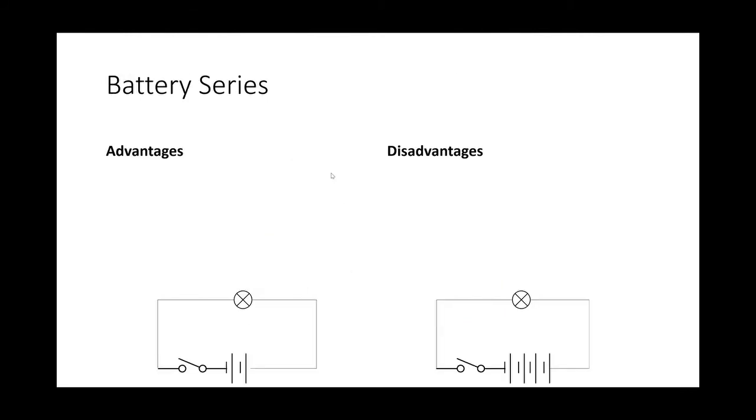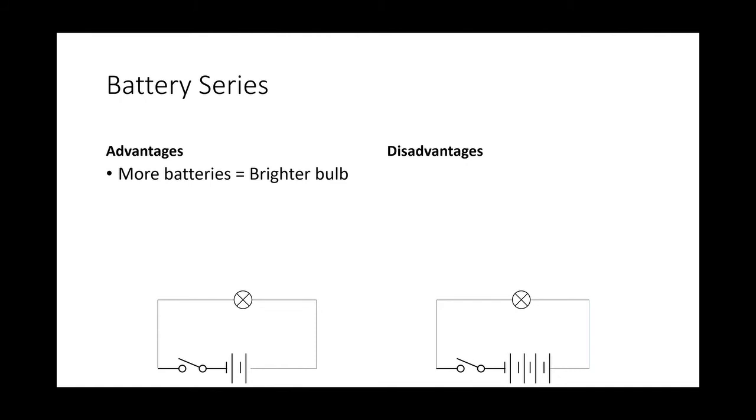We have already talked about how the bulbs can be connected. Now we're going to talk about how the batteries can be connected. So let's look at how the batteries can be connected in series. When the batteries are connected in series, that means they are connected next to each other in one line.